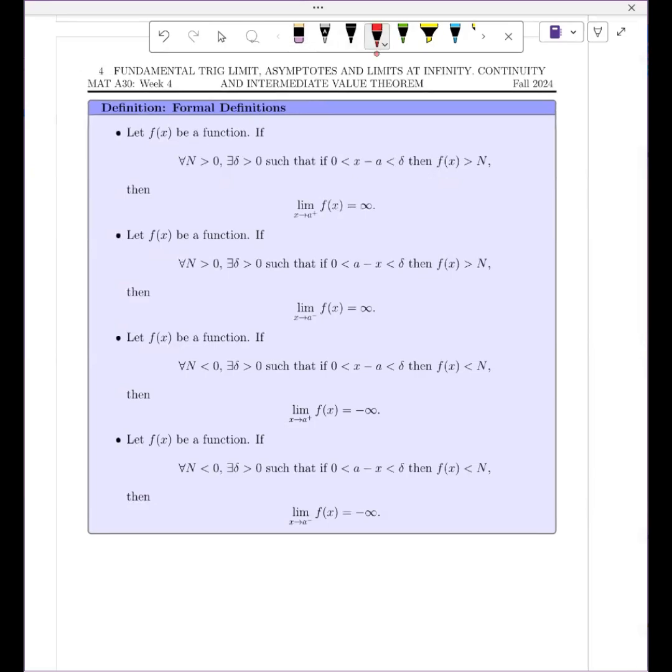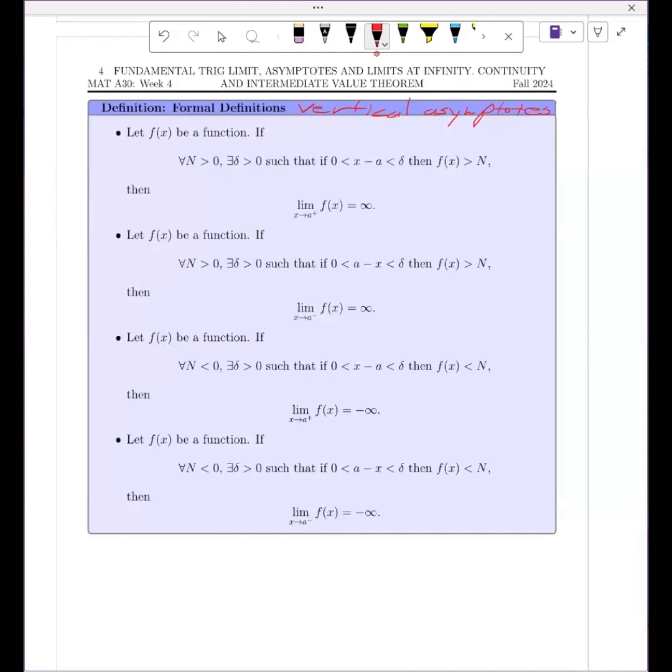Let us now consider the definition for vertical asymptotes. For vertical asymptotes, we're going to express this definition using the if-then style.